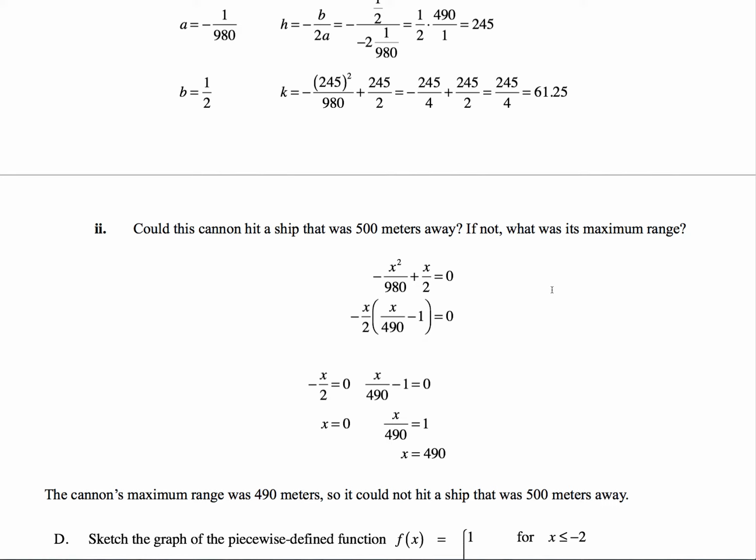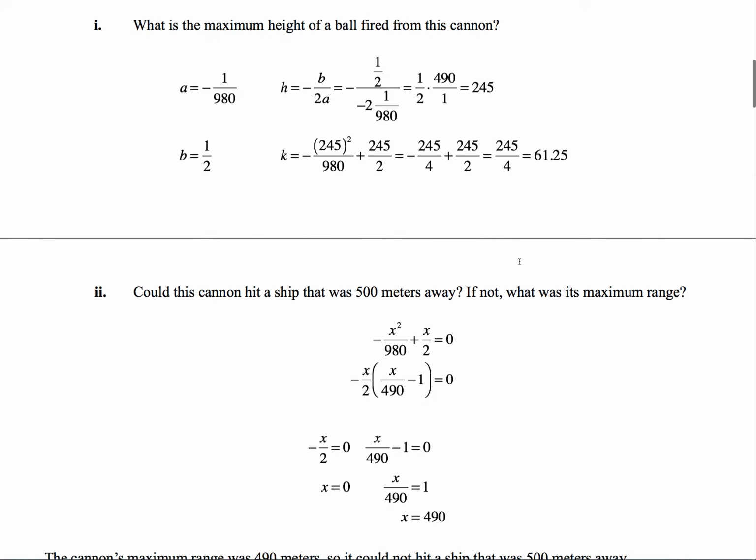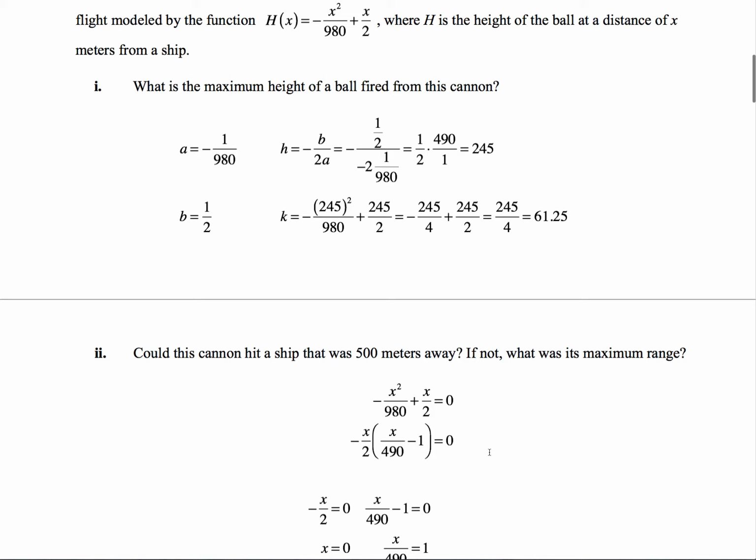Now, the next part of this question is, could this cannon hit a ship that was 500 meters away? If not, what was its maximum range? Well, the maximum range is going to be the second zero of this function. So the cannonball will be fired, and we would consider that x equals 0, 0 meters from the ship, and the cannonball would fly, it would reach its maximum, and it would descend, and the function value at each end would be 0, so we're looking for the 0 at the far end of the inverted parabola.